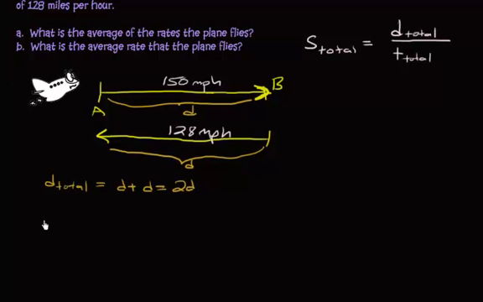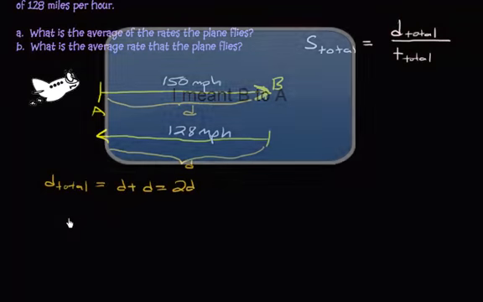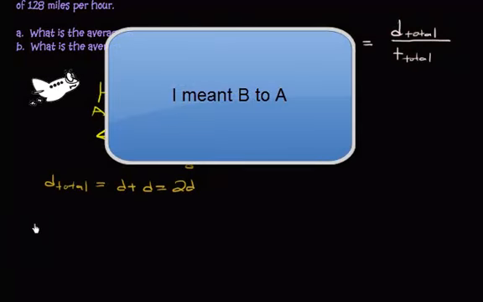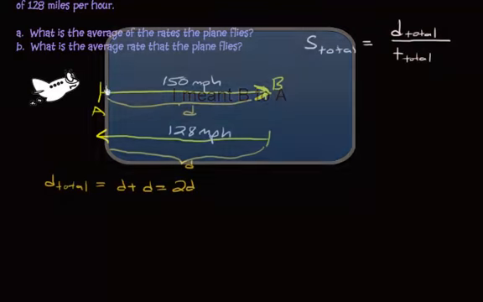Now we need to work out the total time. Each direction, they're flying at different speeds. It's going to take a lot less time to go from A to B than it will from B to A. So what we're going to do is take a look at the time for A to B.